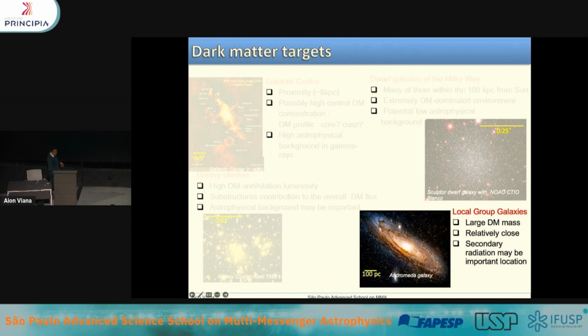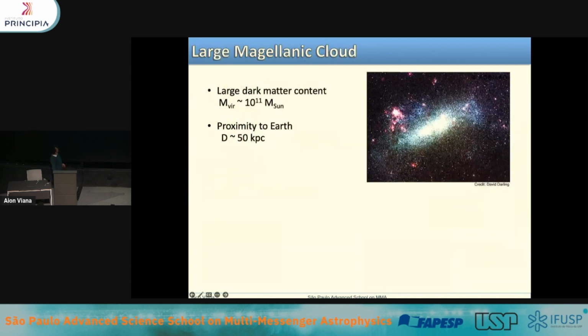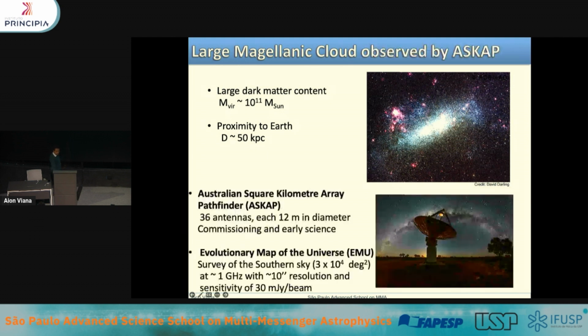Now, let me tell you a little bit about the local group of galaxies, in particular about the Andromeda Galaxy. And I want to tell you about this result because it's one of the most constraining that we have currently. It's a very recent result. It comes from the observation of the Large Magellanic Cloud, which is very close to Earth, around 50 kiloparsecs away. It was observed by the Australian Square Kilometre Array Pathfinder, ASKAP, which is a radio telescope. The observations are part of this survey called EMU, Evolutionary Map of the Universe, that has been published.